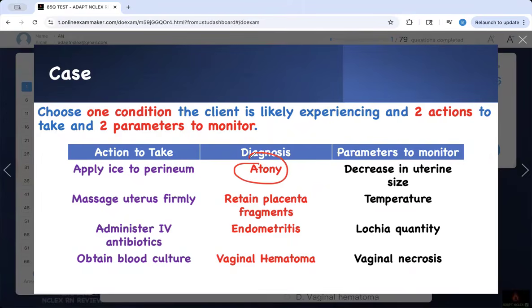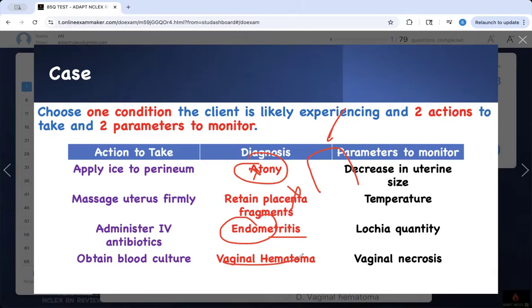We don't think this is uterine atony because then the uterus will be bigger and boggy. But the uterus was what? Firm and contracted. Negative. It can be retained placenta fragment because if there's something in the uterus, it will prevent it from contracting. This is not it. You see an itis, infection, and it's coming from what? Endometrium. The endometrium is the uterus. So the uterus has infection and the infection can cause bleeding and it's been 48 hours. It's classic endometritis. Vaginal hematoma, blood is not going to come out.